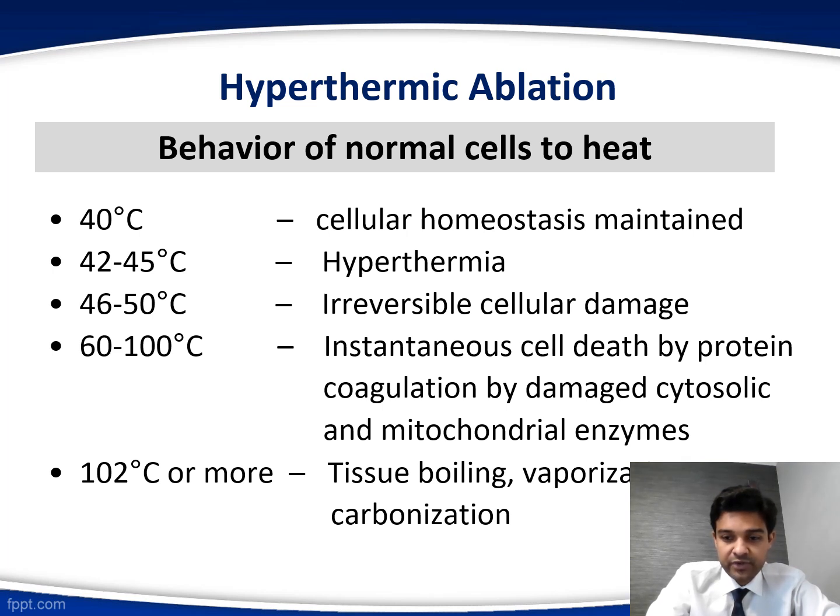At 45 degrees Celsius there is irreversible cell damage in a few hours. Between 50 to 55 degrees Celsius, you have irreversible damage in a few minutes, maybe 4 to 6 minutes. And from 60 to 100 degrees Celsius, you have instantaneous cell death by protein coagulation. And at 100 degrees Celsius or more, we have tissue boiling, vaporization, and carbonization.